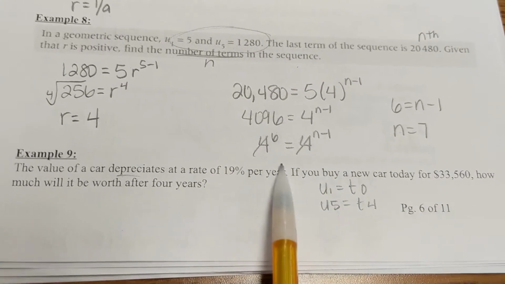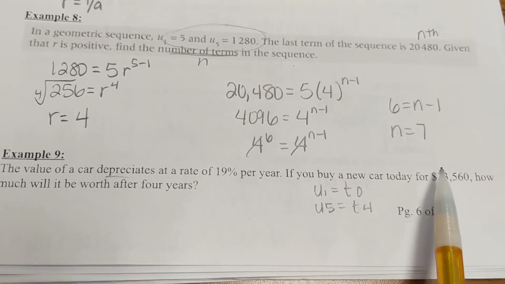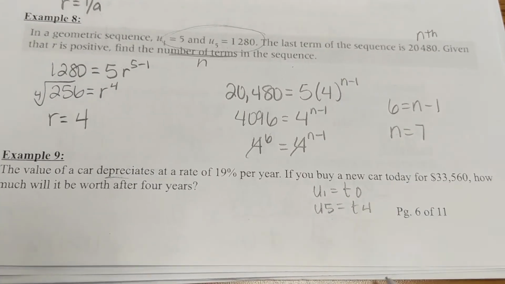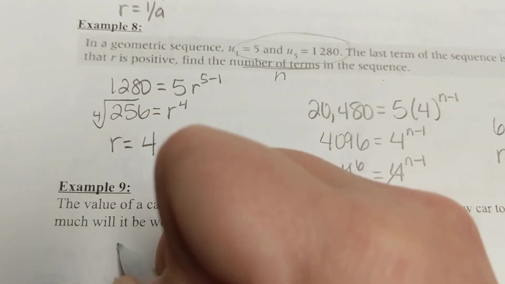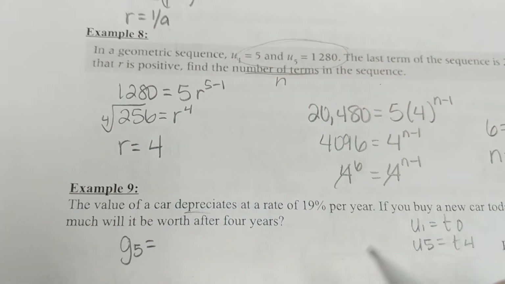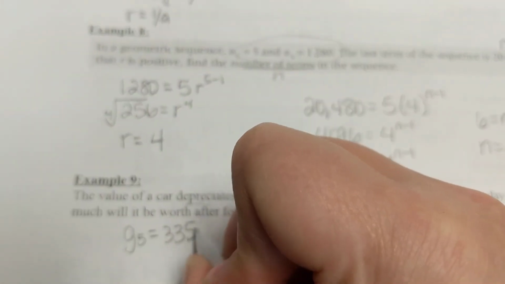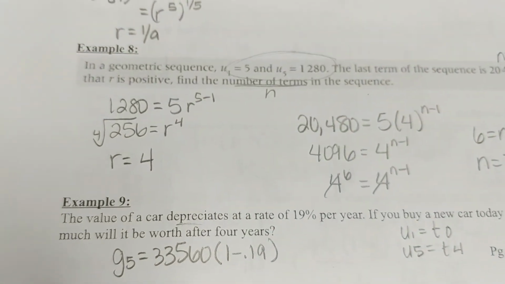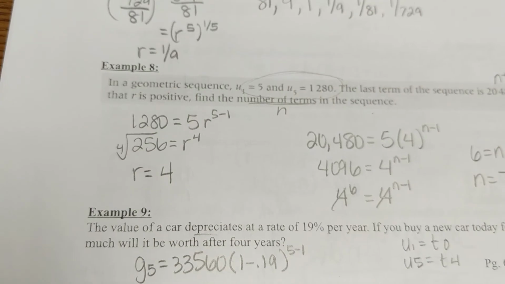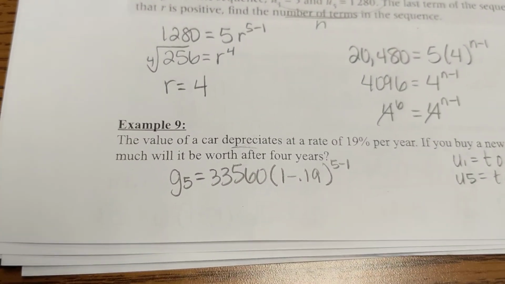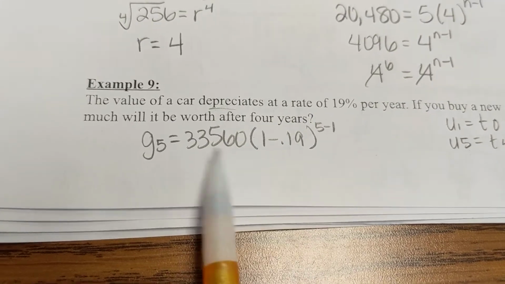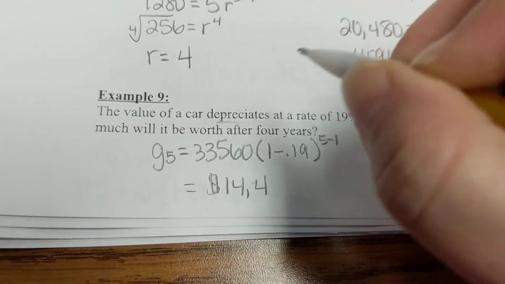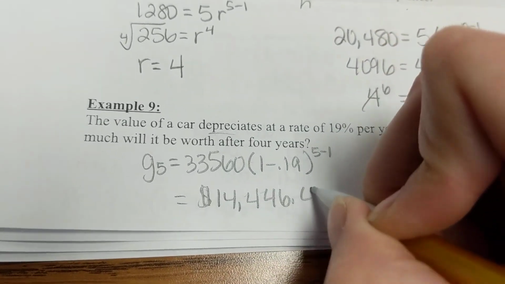I like to think of the car was bought at the beginning of year 1, not at the end of year 1. And so when they're saying after the end of 4 years, 5 years have actually gone past. So here we start with our first term is how much we bought it for. 1 minus 0.19, because it was depreciating, to the 5 minus 1, or to the 4th power. These are very familiar. These are what you guys did last chapter. So go ahead and punch that in. And we get a total of $14,446.48.